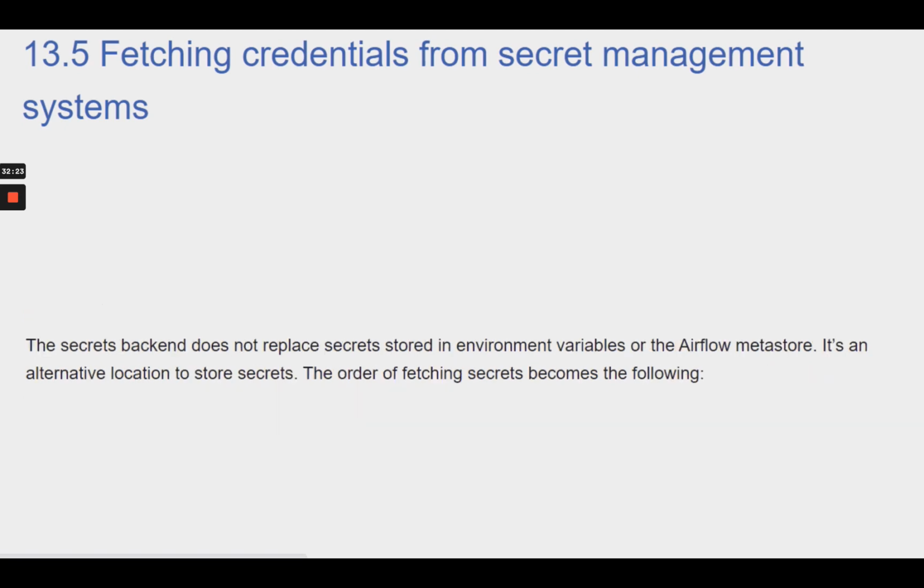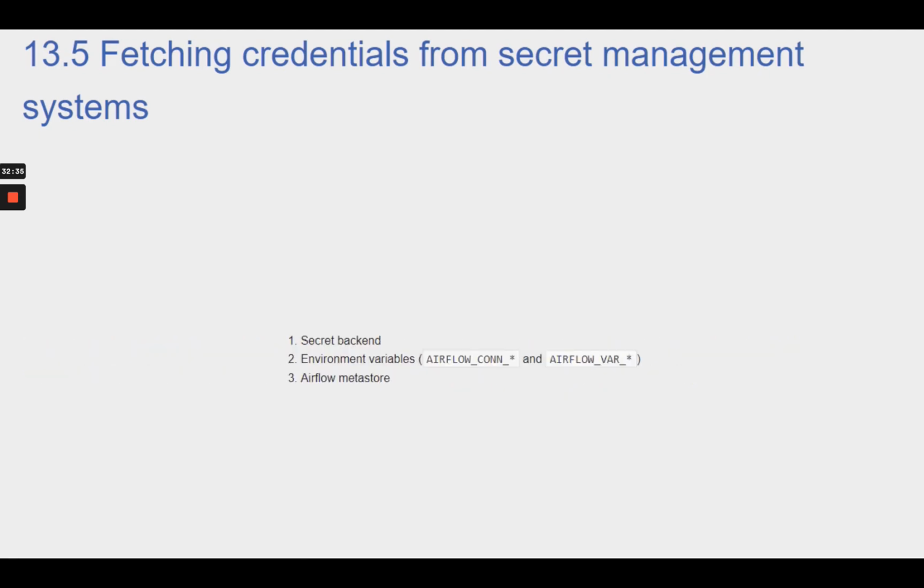secure_API, becomes secret/connections/secure_API. The secrets backend does not replace secrets stored in environment variables or the Airflow metastore. It's an alternative location to store secrets. The order of fetching secrets becomes the following. 1. Secret backend. 2. Environment variables, AIRFLOW_CONN_* and AIRFLOW_VAR_*.